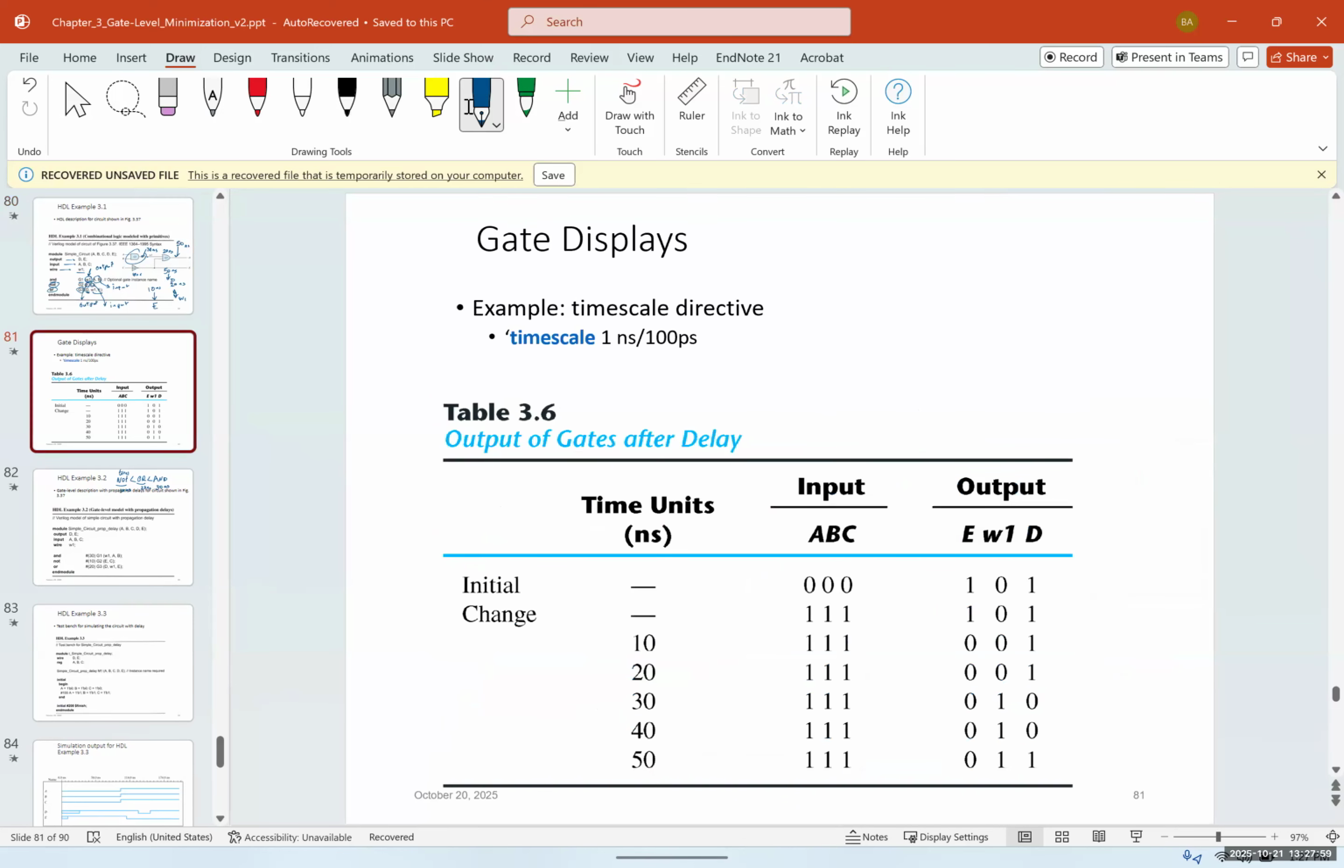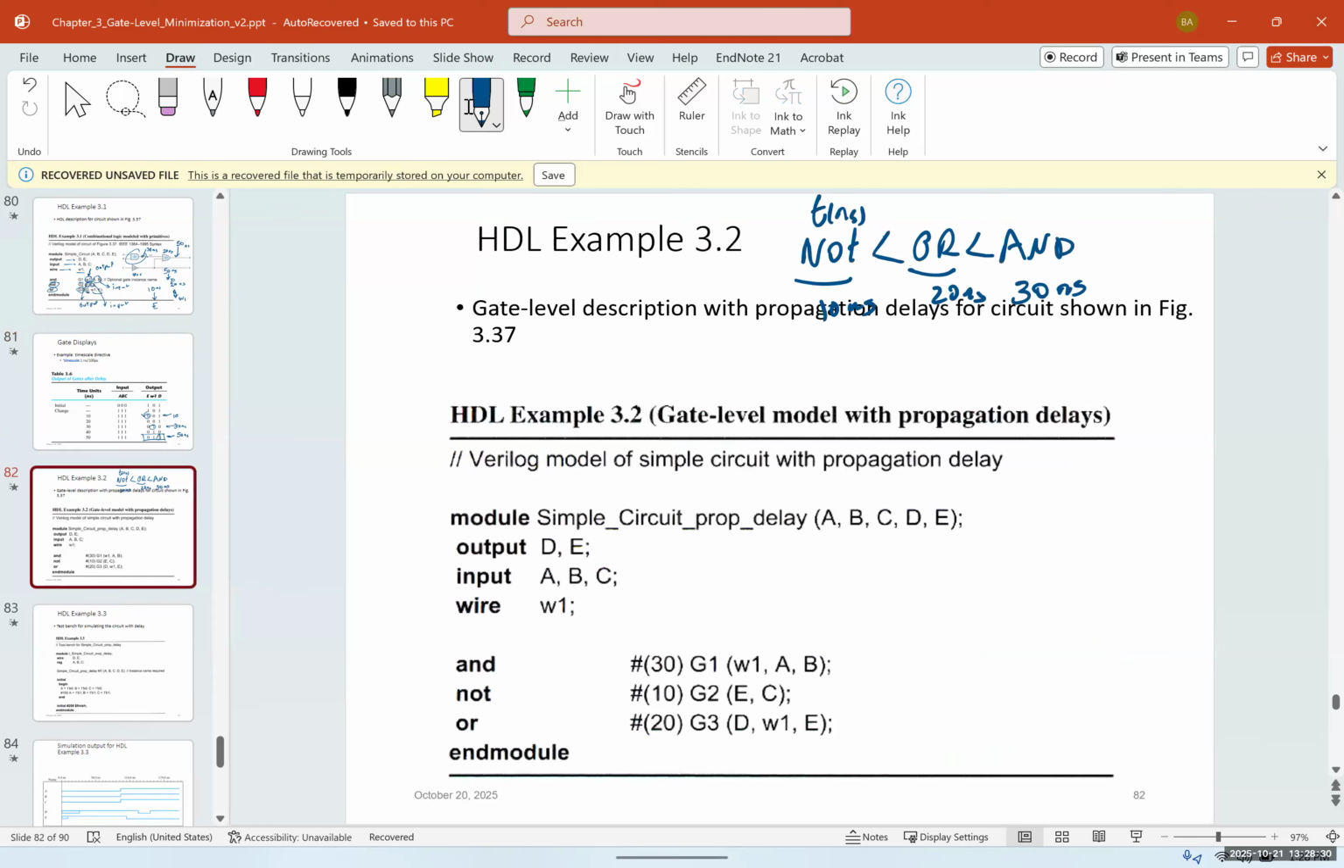And I think the table also shows us the whole thing changing. So at 10 nanoseconds, only E is changing. And for W1 to change, it takes 30 nanoseconds. And for D to change, it takes an additional 20 nanoseconds. So here at 50 nanoseconds, we have 30 nanoseconds, and here we have 10. Is it clear? Okay.